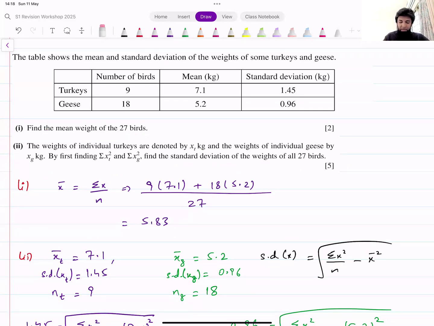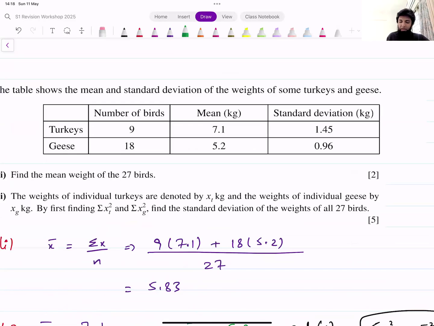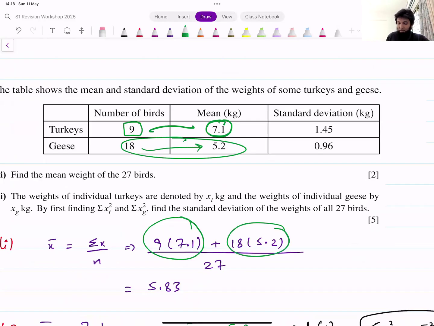How do you find the mean? Mean is given by sigma x over n, right? Sum of all values divided by the total number of values. What's the sum of all values going to be? The mean of this data is 7.1, and there are 9 of them. What will be the sum of these values? 9 into 7.1. And 18 into 5.2. So the sum of all values is going to be these two things added together, divided by the total number of values, that's 27, and that will give you the mean like this.